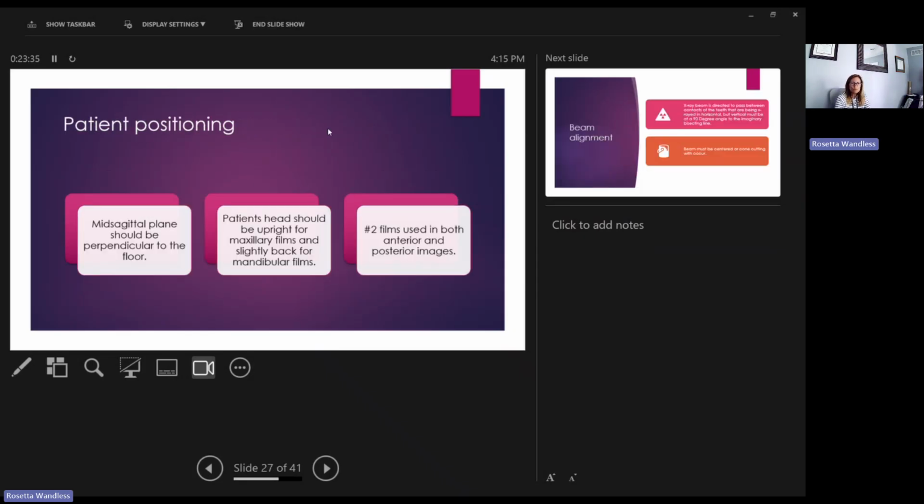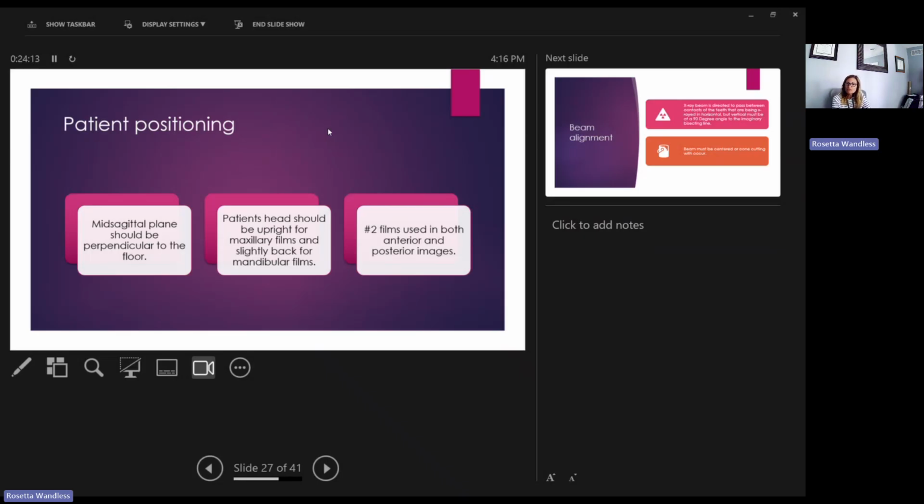Patient positioning. When we have a patient sitting in the operatory chair, their mid-sagittal plane, which is the direct center of their nose, right? The center of their nose is the mid-sagittal plane. We want to make sure it's perpendicular to the floor. A good rule of thumb is for their chin to be almost parallel to the floor, maybe slightly elevated. So the patient's head should be upright for maxillary films and slightly back for mandibular films, basically so we don't hit into the lead apron or the thyroid collar.